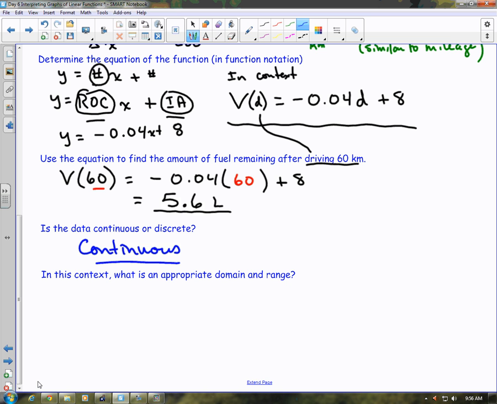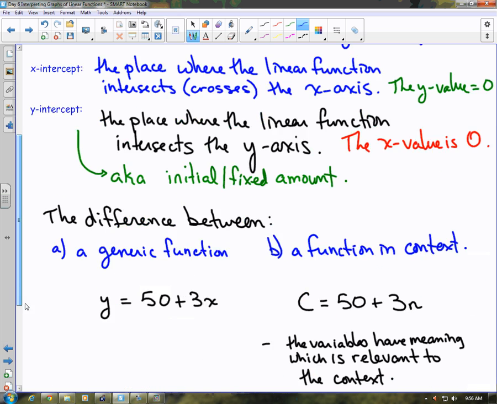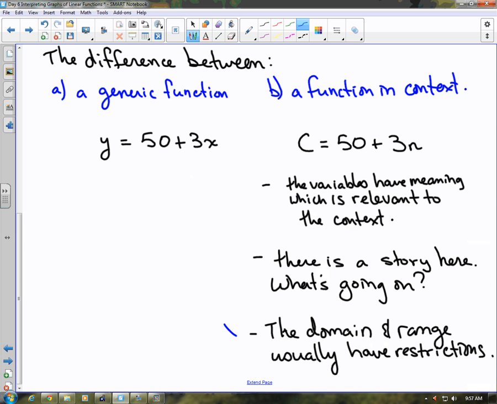Now, here's a really important question. When we talk about domain and range of any linear function, except for horizontal lines, the domain is always any real number. And the range, if it's a slanted line, is any real number. Because a slanted line goes forever left and right, and forever up and down. However, in the context, and remember what we wrote down on this page at the bottom, the domain and range usually have restrictions.